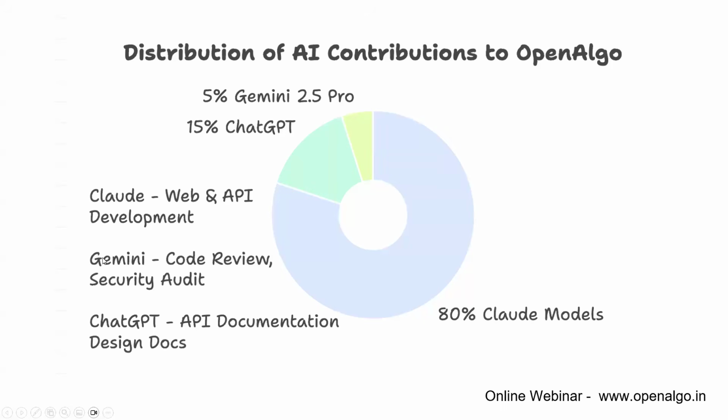And for checking whether whatever we are doing is right or wrong, for auditing purposes, we use Google Gemini. With Google Gemini we are doing code review and security audit, and for web development and API SDK development, we used Claude Sonnet. And 15% of the work is done by ChatGPT, and 5% of the work, mostly code reviews and security audits, which finally ensure that everything is proper, we use Gemini 2.5 Pro.